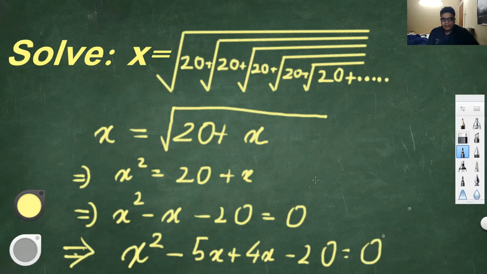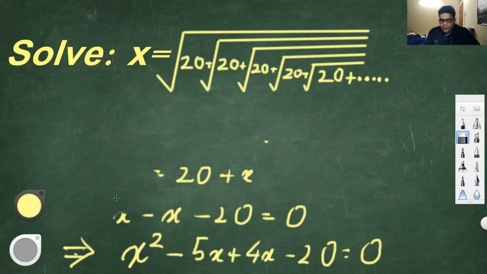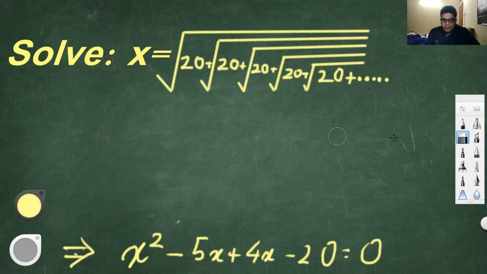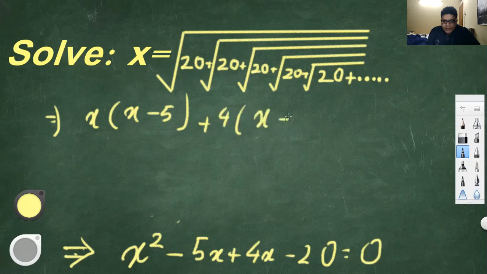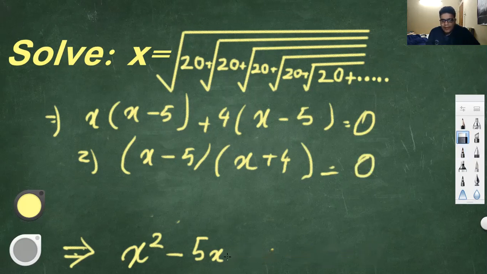So now let's get some space here. As you know how the process has gone until now, I'm just keeping the last line and removing the rest of it. So what are we going to get in our next step? I take x common, so x minus 5, then plus 4 common, I'll get x minus 5. So we know how to do the middle term split, isn't it? So this will imply x minus 5 into x plus 4 equals 0.